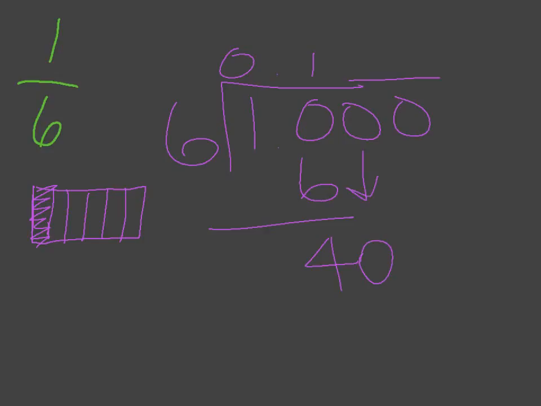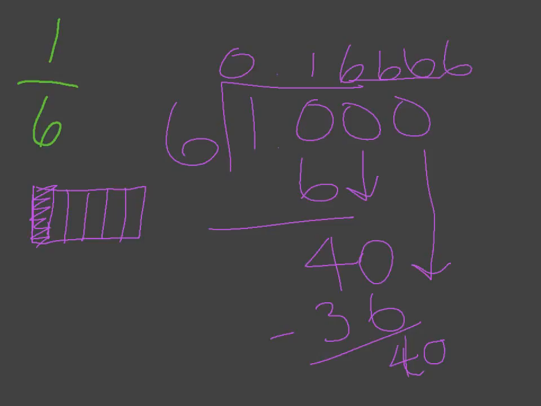6 times what gets me close to 40? Well, I know 6 times 6 is 36, so I'm going to subtract. And I get another 4. Bring down a 0. I'm going to end up doing the same thing. It's going to be 6, 6, 6, 6, 6. It keeps repeating. So in this case, 1/6 equals 0.16 with a 6 repeating.